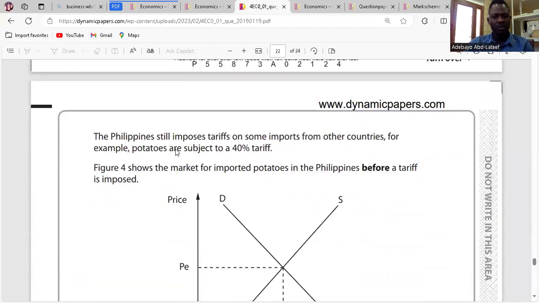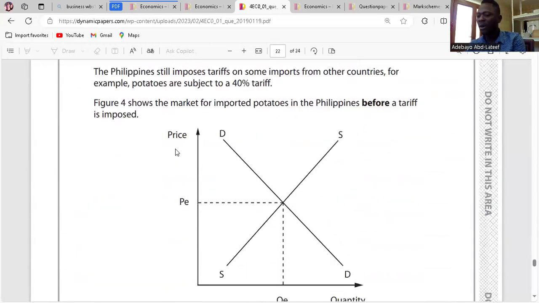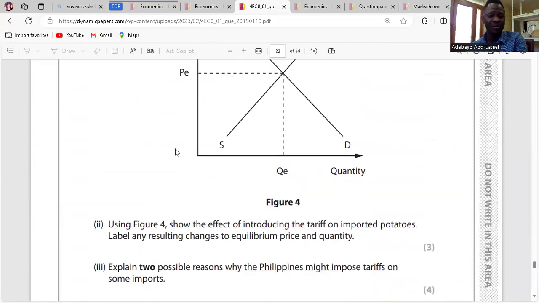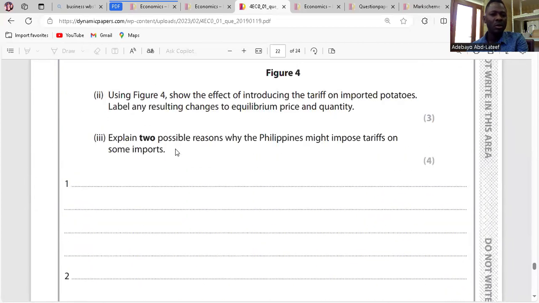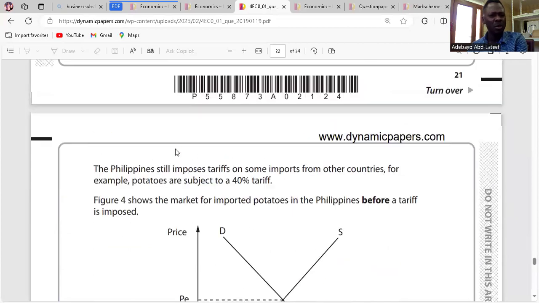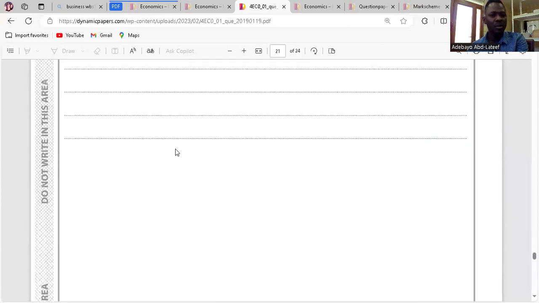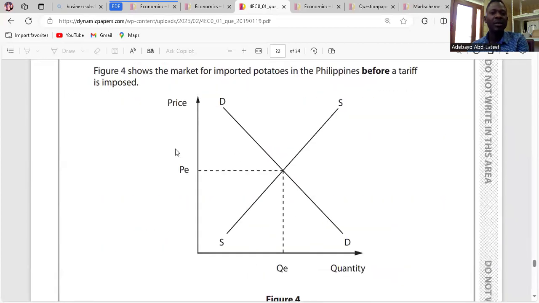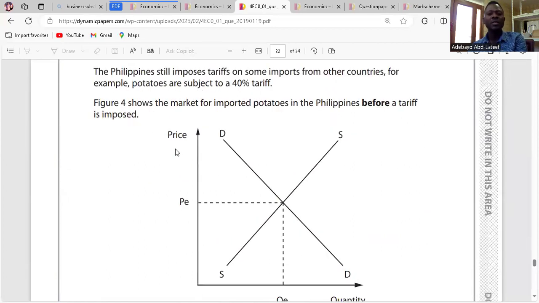So we'll move on. Question 4, figure 4. The Philippines still imposes tariffs on some imports from other countries. For example, potatoes are subject to a 40% tariff. That means tariffs are taxes on importation. That means there's a 40% tax on importation of potatoes.